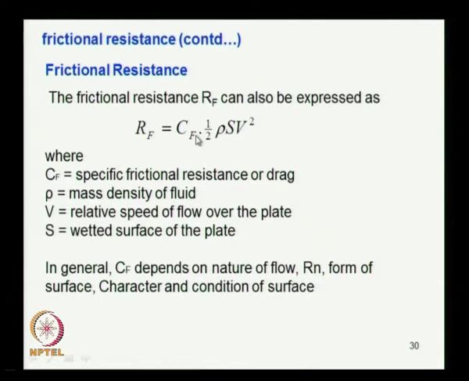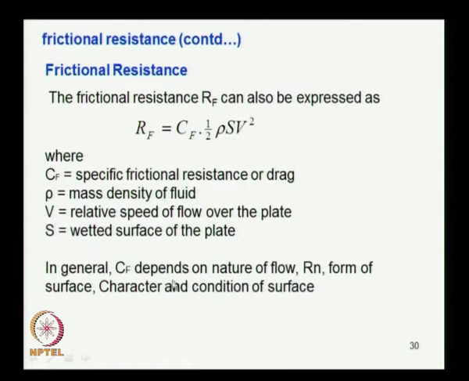So for frictional resistance, if you know the coefficient of frictional resistance, Cf is the specific frictional resistance coefficient, and Cf is equal to the frictional resistance Rf divided by half rho S V square, where S is the wetted surface, rho is the density of the fluid, and V is the flow velocity.